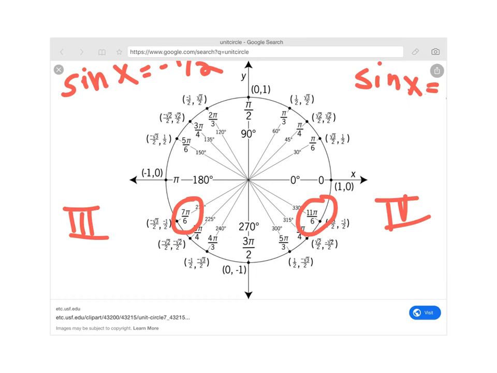So there's my first two solutions. My second two would be where sine is equal to positive 1. Well, sine is our y value, and sine is positive 1 at pi over 2 and 3 pi over 2. So it looks like we have 4 possible solutions.